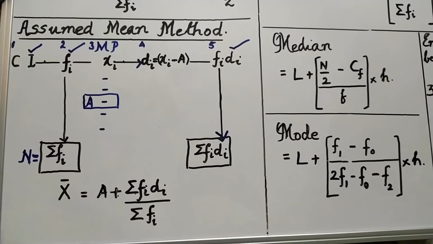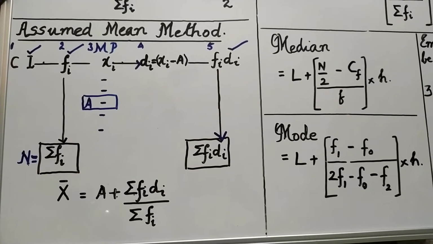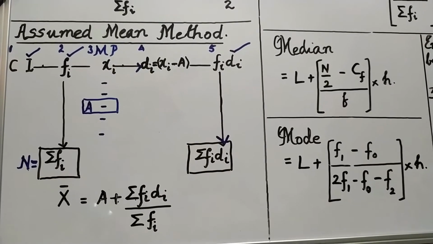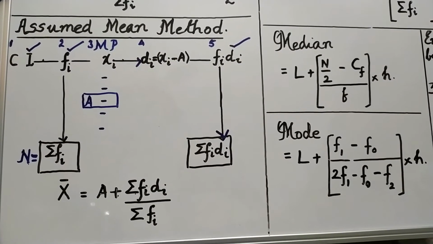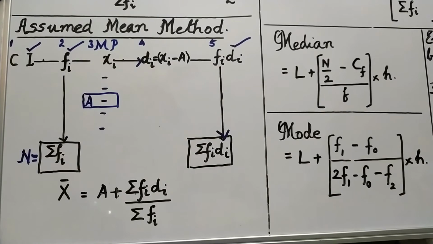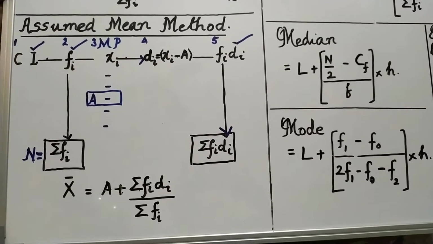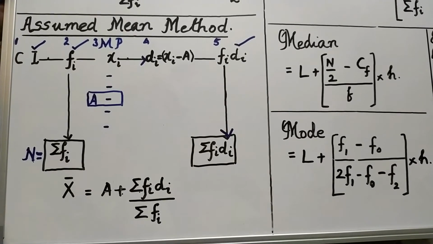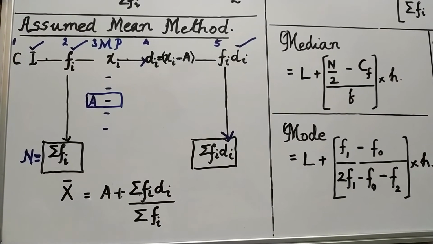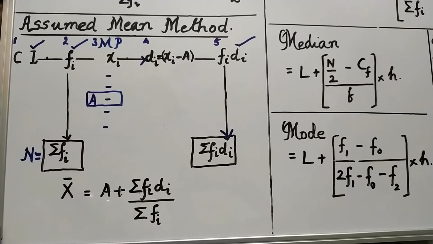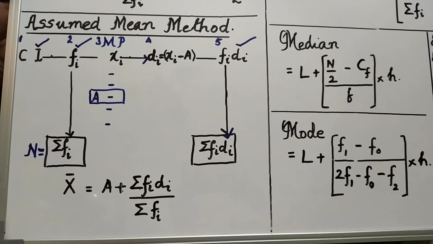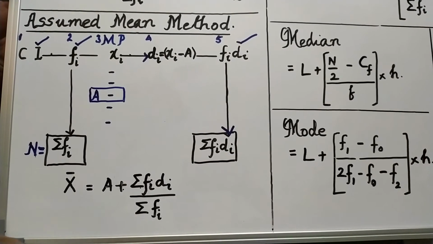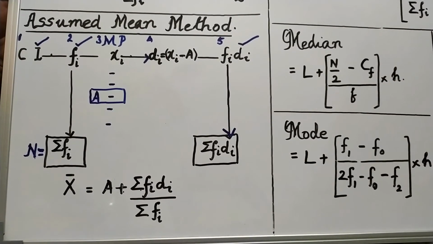Friends, in the direct method, you had 4 columns. Class interval and frequency were given. The class mark or the midpoint and the product of frequency and midpoint, you did it by yourself. So you had 4 columns. In assumed mean method, you will have 5 columns. Class interval, frequency, midpoint, deviation, product of frequency and deviation.